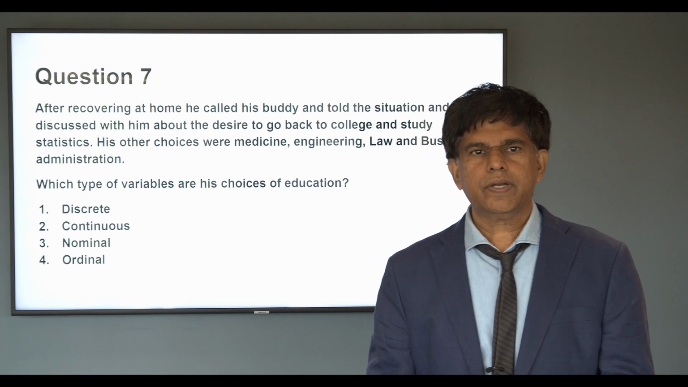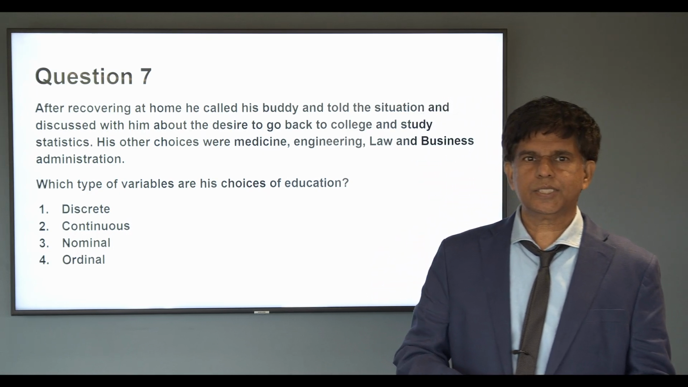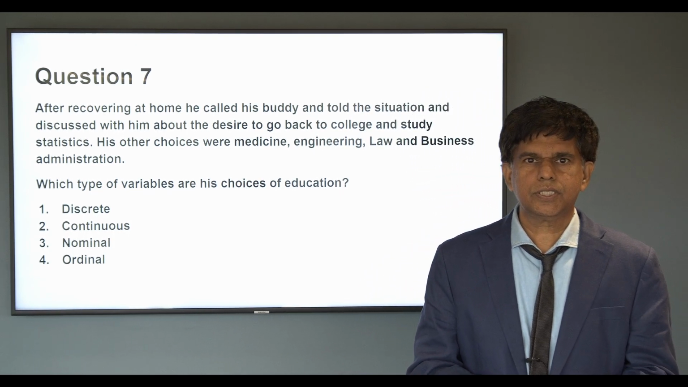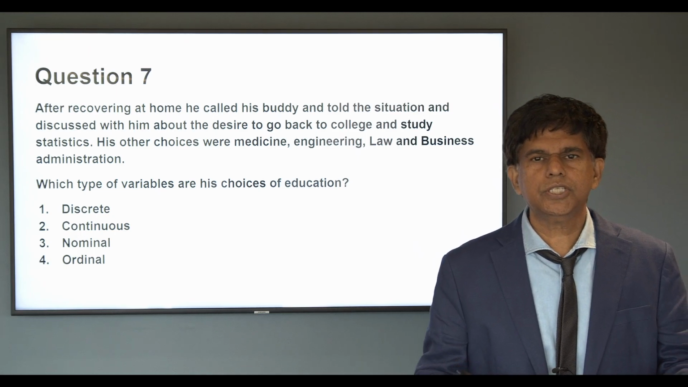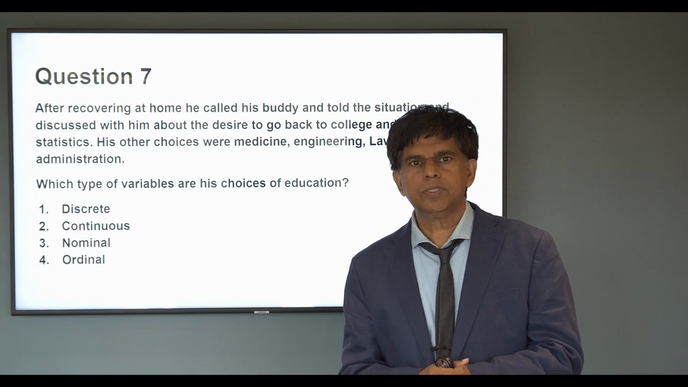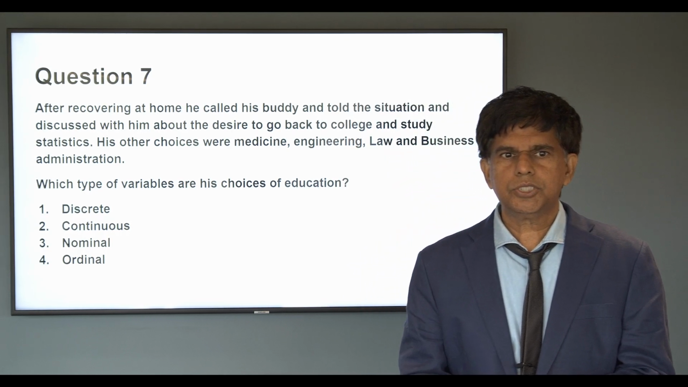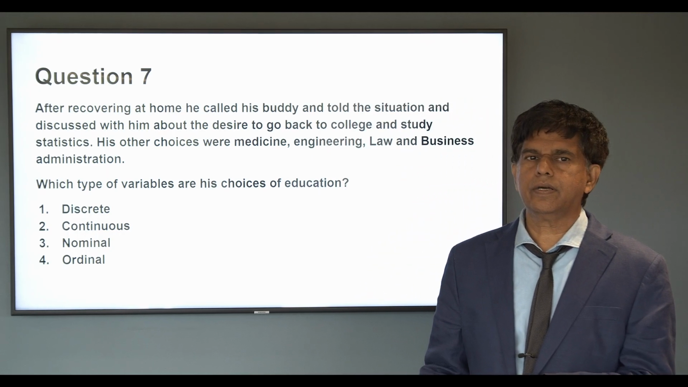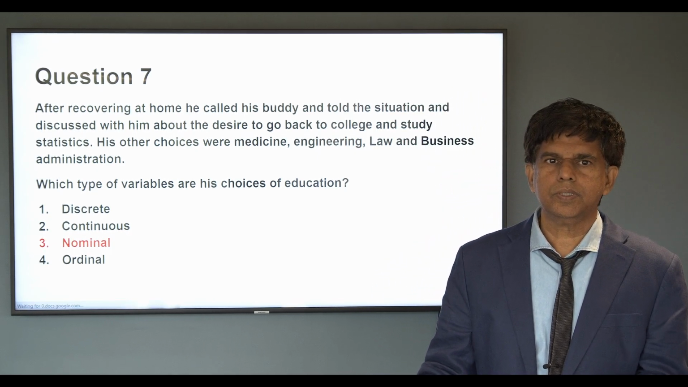Next one. After recovering at home, he called his buddy and told him about what happened in the hospital and said he wanted to go back to college and study statistics. And his other choices were medicine, engineering, law, and business administration. Which type of variable are these choices for education? Number 1, discrete. Number 2, continuous. Number 3, nominal. Number 4, ordinal. What do you guys think? This is a nominal variable.